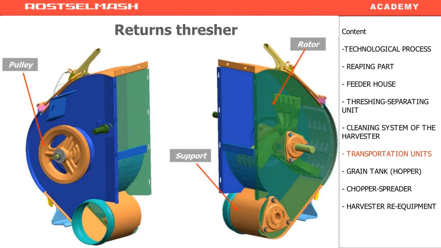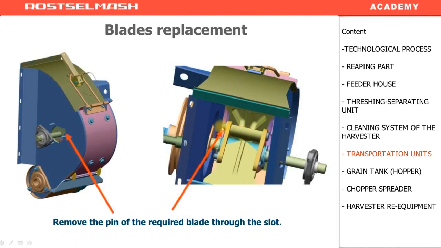In case you have to replace the rotor, to take out the finger and dismount the blade, you have to push out the bearing, and then you will see the slit for taking out the fixing pin. After that, we can take out the pin and replace the blade.